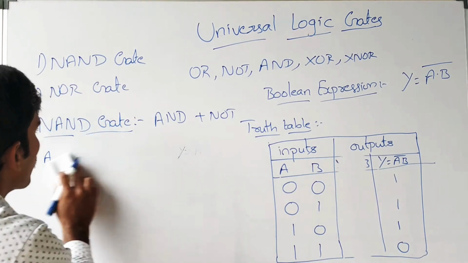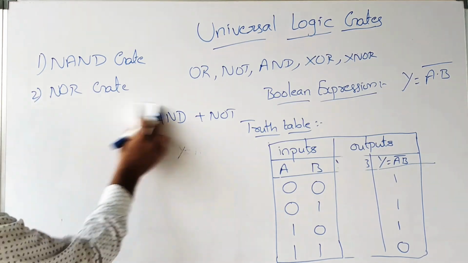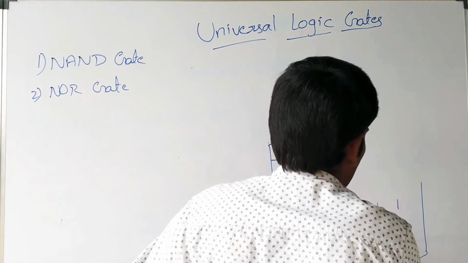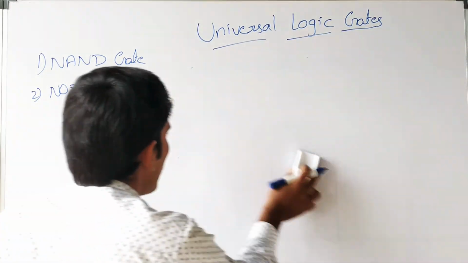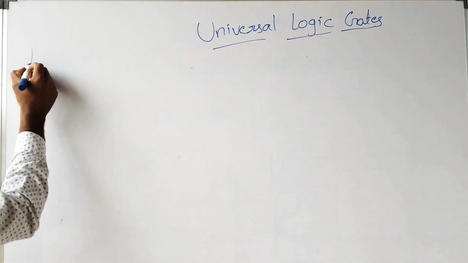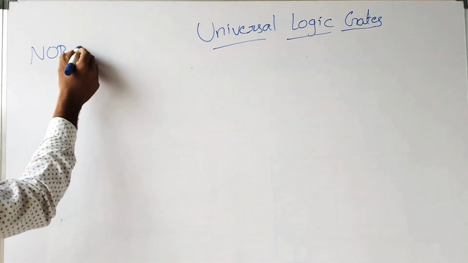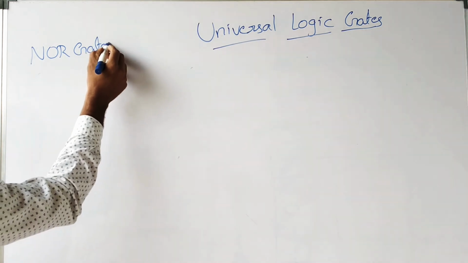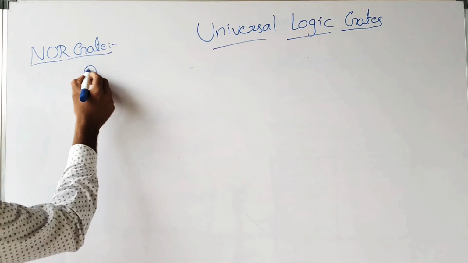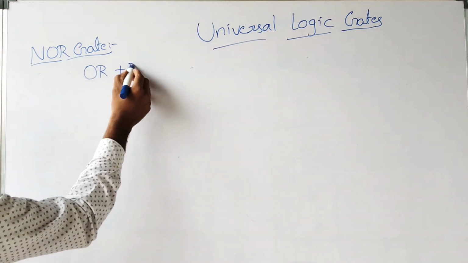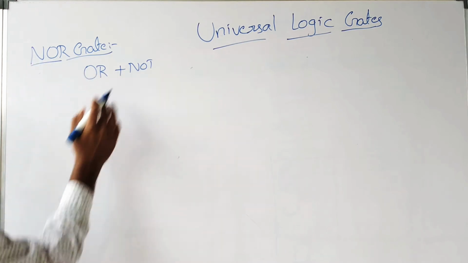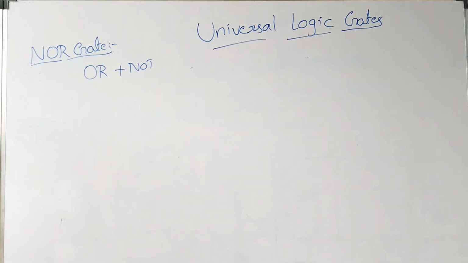Now we are going to look at the NOR gate, in a similar way to the NAND gate. In general, the NOR gate is the combination of the OR gate and the NOT gate. Look here, OR gate and N means NOT gate.